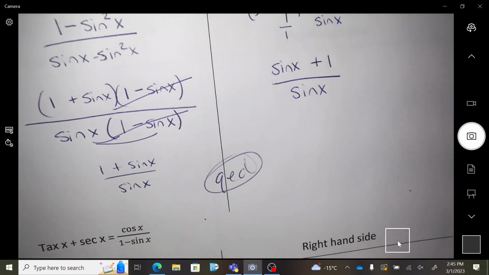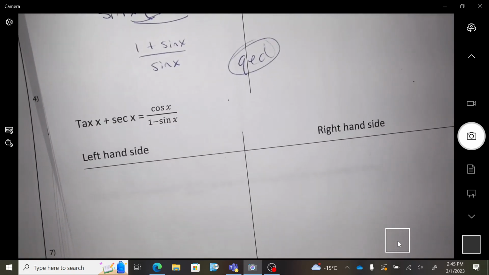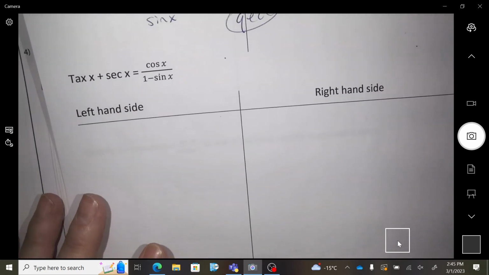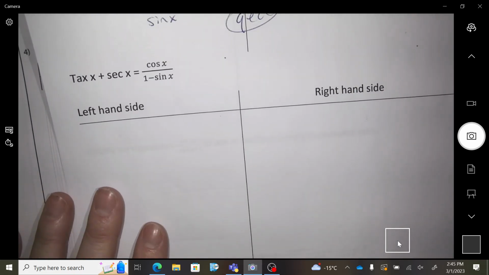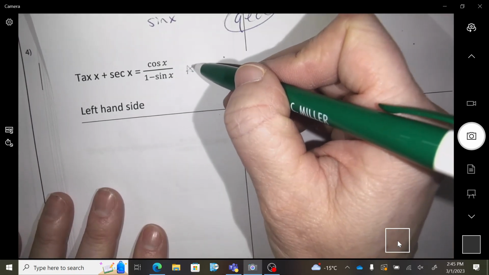Okay. Now this one gets a little bit, I kind of have been progressing here. I started really easy. This is like a medium one. Okay. Which side would you say we want to start with? I'm going to actually start with this side.